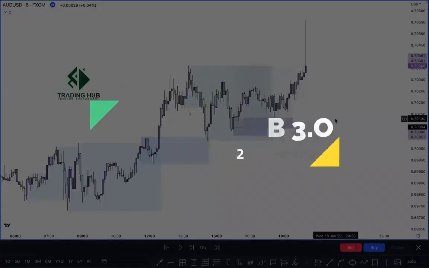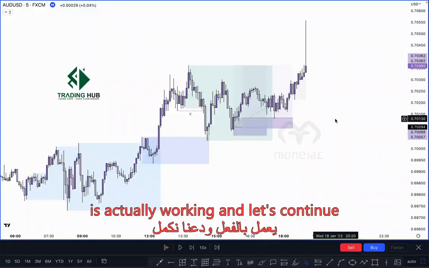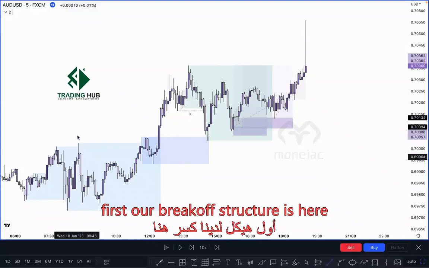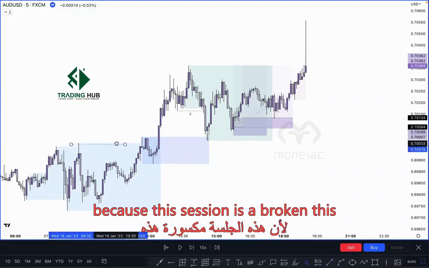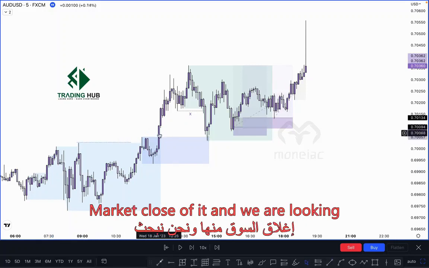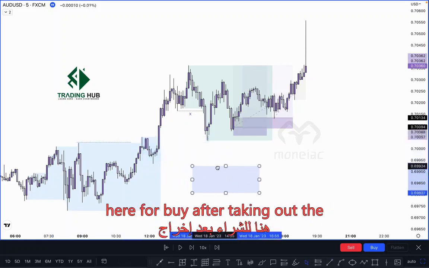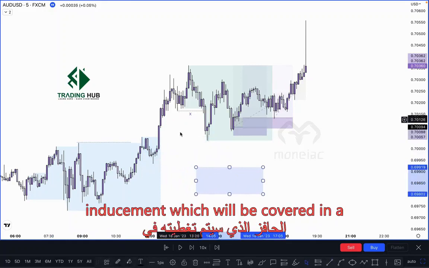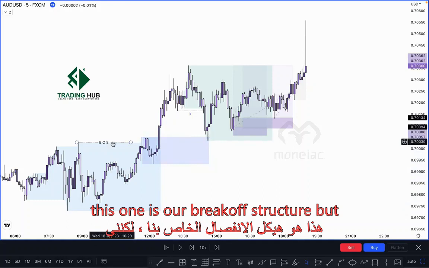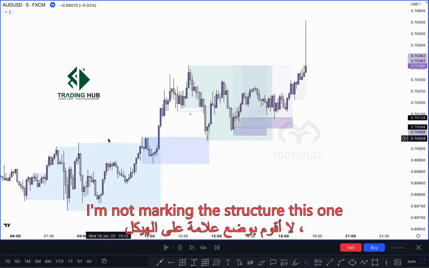As we have discussed in a previous chapter how a session actually works, let's continue from the previous chapter. This becomes our break of structure, because this session broke this one and closed our bit. Once the market closes our bit, we are looking here for a buy after taking out the inducement, which was covered in a previous chapter, as you know. So this one is our break of structure, but I'm not marking the structure.